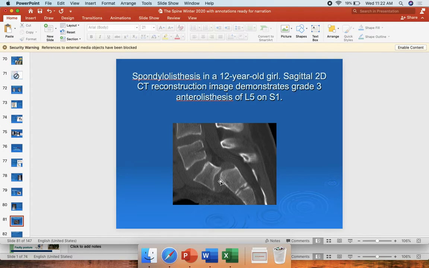Looking at this one, this is another example, so you can begin to familiarize yourself with this grading. This one is definitely more than a grade 3. I would say half the vertebrae is here. So this is probably grade 3, grade 4, right in there. It's not quite all the way off, but it's pretty close.